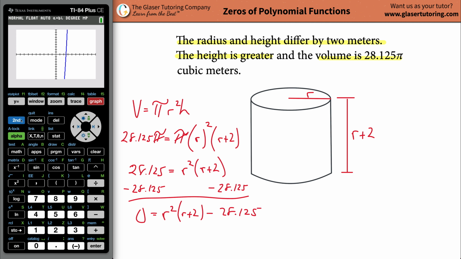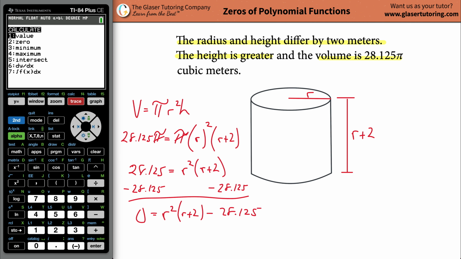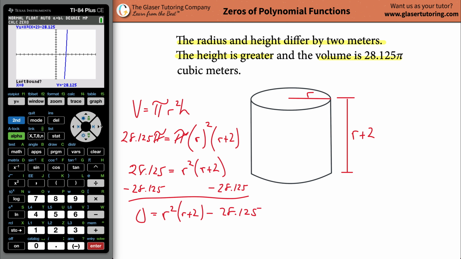But how do we know if it's 2.5? Well, what you can do is go to second trace, meaning you're bringing up the calc function, scroll down to 0, and this helps us calculate that 0 value, okay? You got to move the cursor to the left bound of the point. So if you know this is 2.5, just make sure that this number is less than 2.5. So somewhere around there is good.